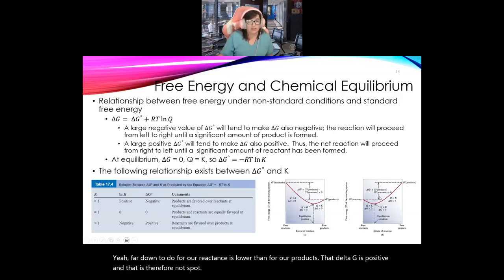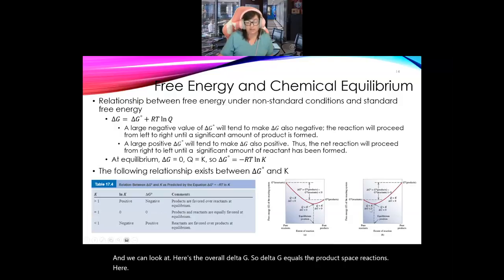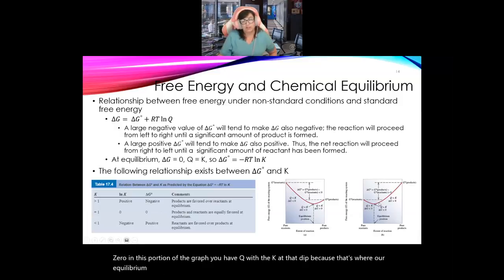Now here's the overall delta G. So delta G equals the products minus the reactants. That's bigger than 0 here. We can see Q is less than K in this portion of the graph, and delta G is less than 0 in this portion of the graph. We have Q equal to K at that dip because that's where our equilibrium is, so delta G is equal to 0 at that point.